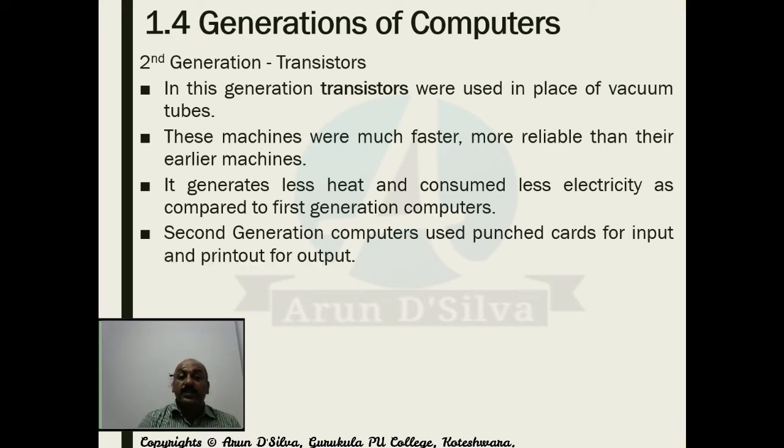Second generation computers used punch cards for input and printouts for output, which remained as it is. For input, we used to use punch cards. Certain instructions or data were fed in the punch card, and we used to feed it to the machine, and the machine used to read that data, perform according to the instruction, and the output used to come as a printout on paper.